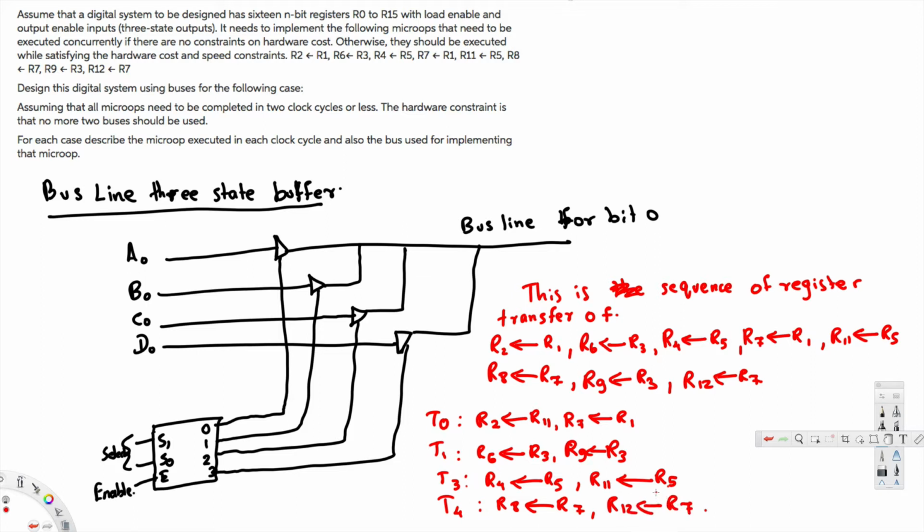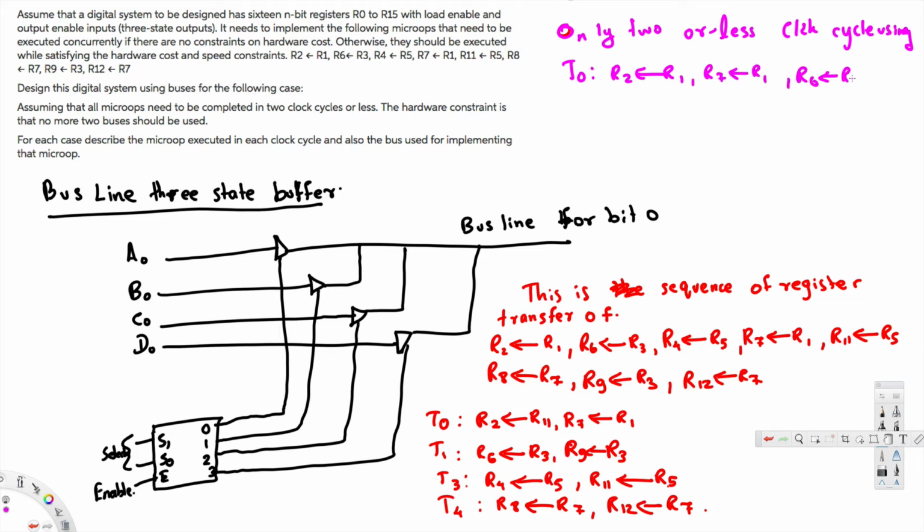Okay, now here what we did, only 2 or less clock cycles. T0: R2 comes from R1, and then R7 comes from R1, and R6 comes from R3, and R9 comes from R3. Here T1: R4 comes from R5, and R11 comes from R5, and R8 comes from R7, and R12 comes from R7. And that's how we did it.